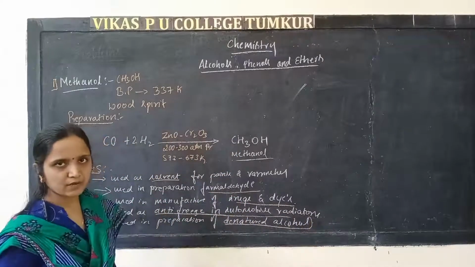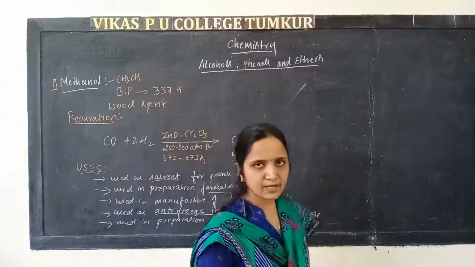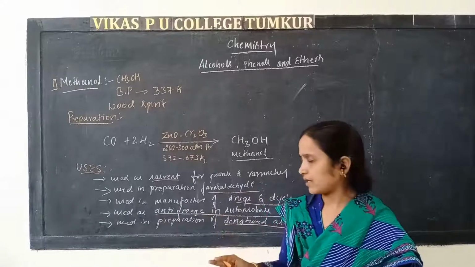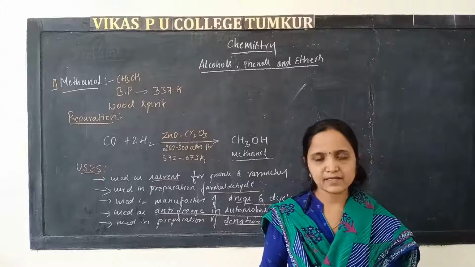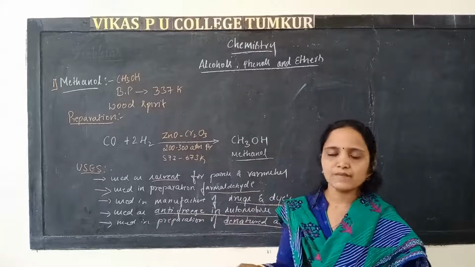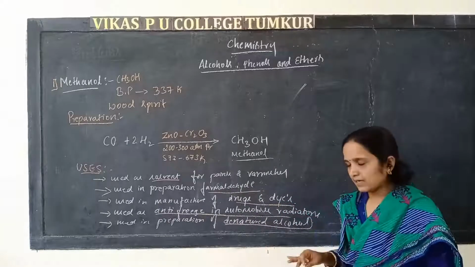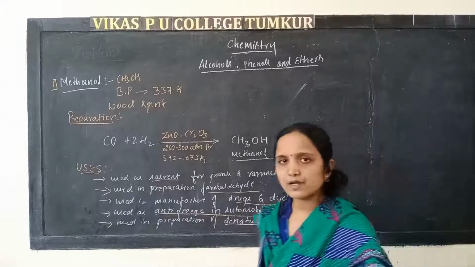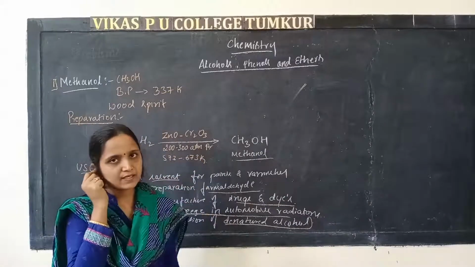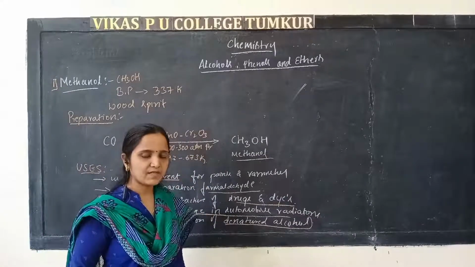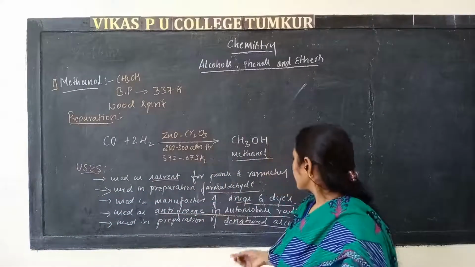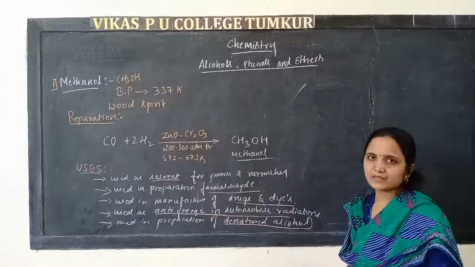What is meant by denatured alcohol? It is alcohol made unfit for drinking by adding copper sulfate to give color, and pyridine to give a bad smell to the alcohol. That we call denatured alcohol.